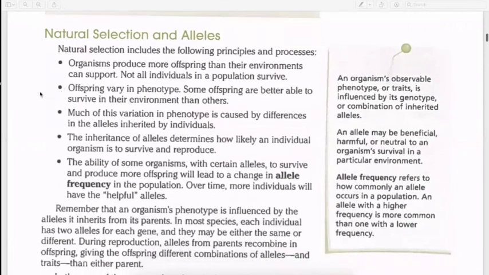Okay. Natural selection and alleles. Natural selection includes the following principles and processes. Organisms produce more offspring than their environments can support. That's important, all right? Now we have competition. Not all individuals in this population will survive.